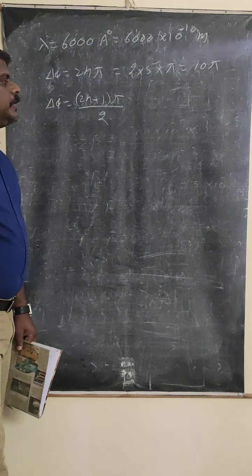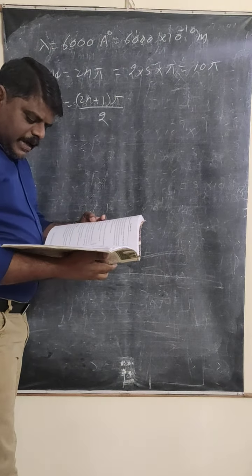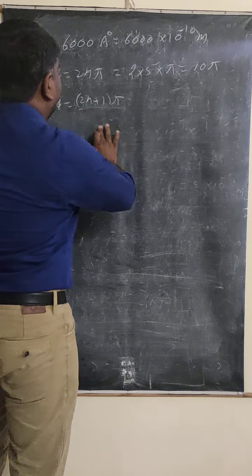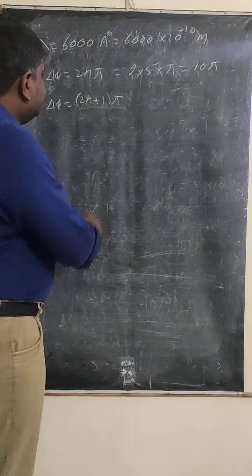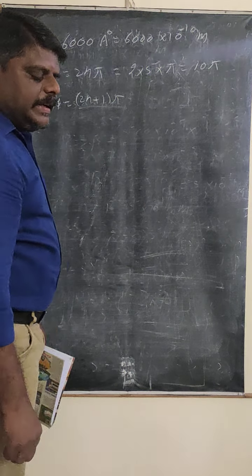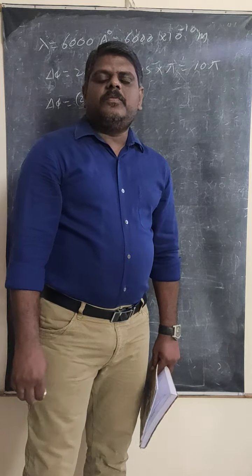2n plus 1 into pi by 2. So this is the phase difference formula. Sorry, it should be pi only: 2n plus 1 into pi. Okay, this is the phase difference formula. So when I want to refer to the 2n plus 1, in the case of bright band, what happens?